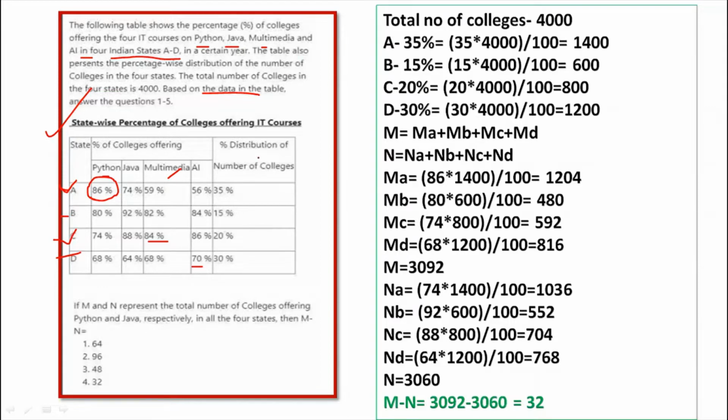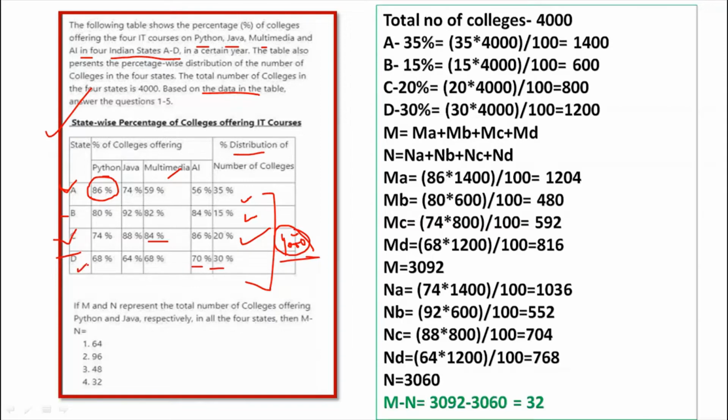Then also we are given the percentage distribution of the number of colleges. The table also presents the percentage-wise distribution of the number of colleges in the 4 states. The total number of colleges in the 4 states is 4,000. So these 4,000 are distributed like 35% are in state A, 15% of this 4,000 is in state B, 20% of this 4,000 is in state C, and 30% of this 4,000 is in state D.